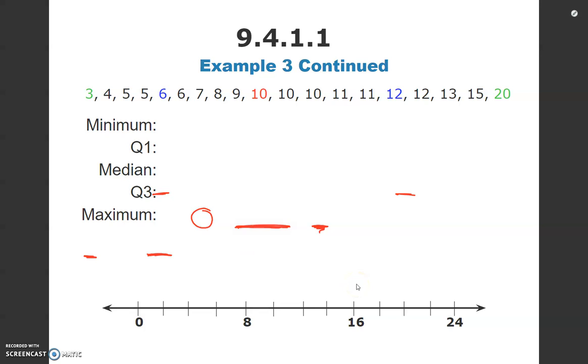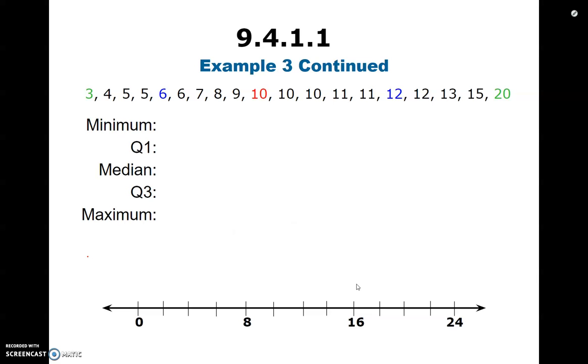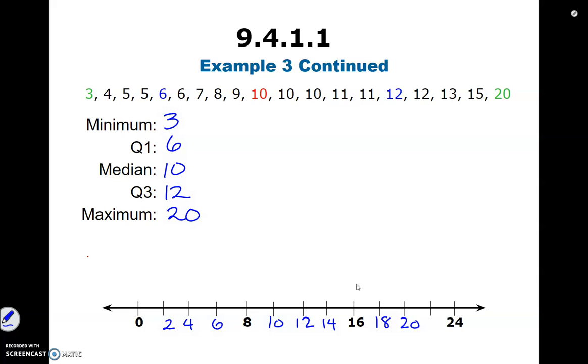Okay, so we did identify our minimum, Q1, median, Q3, and maximum, which is going to help us create the actual box and whisker plot. So let's fill this in again: 3, 6, 10, 12, and 20. Okay, so minimum being 3. Let's label this as 2, 4, 6, 8, 10, 12, 14, 16, 18, 20, 22. You're going to put a dot at your minimum. So 3 is right about here. I'm going to put a dot at 3. And I'm going to put a dot at my maximum of 20 as well.